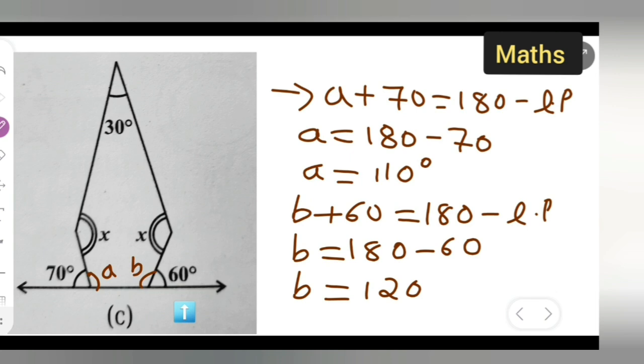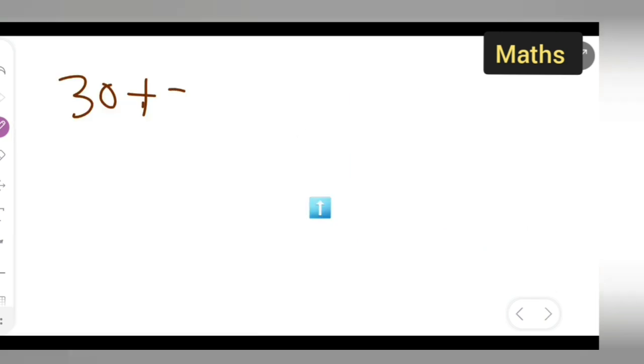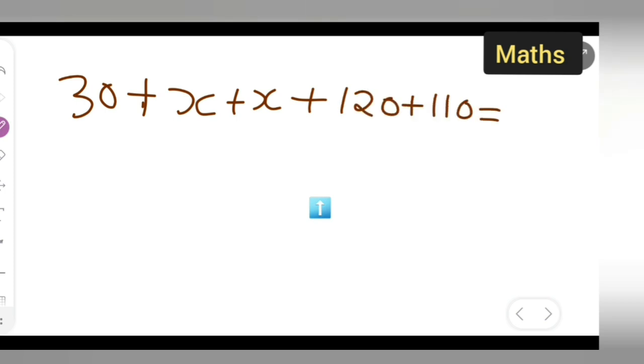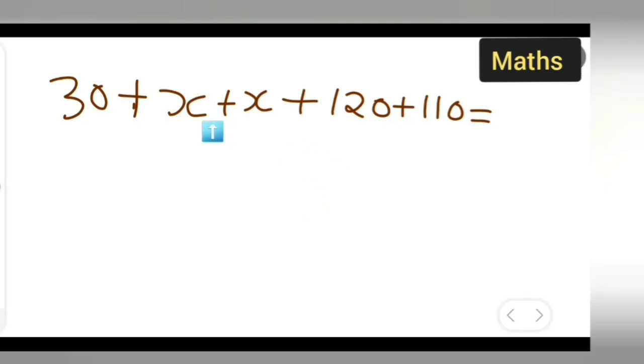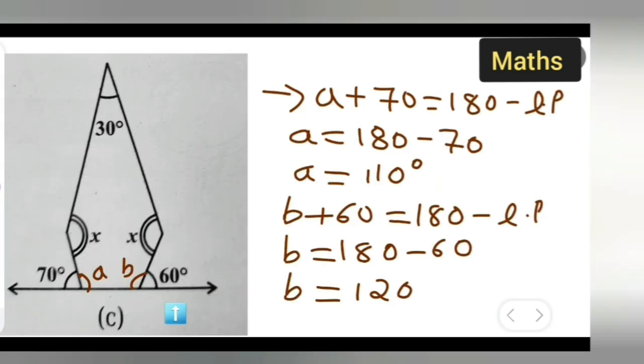So directly add 30 plus x plus 120 plus 110 is equal to what is going to come over here? How many sides are there? 1, 2, 3, 4, 5. In the previous ones there were 4. So this is how many sided figure? 1, 2, 3, 4, 5. So it is a pentagon.